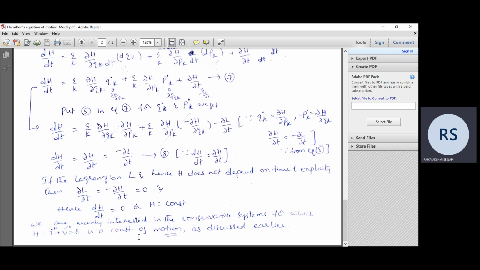Already we have described this earlier. So this is the required Hamiltonian equation of motion.